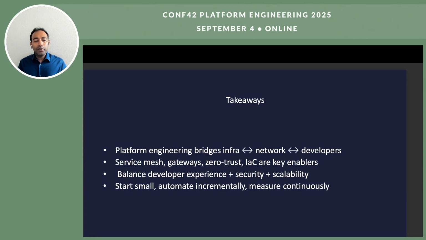I would like to close today by saying thank you to everyone for joining this session with me. Platform engineering is not just a technology trend, it's a shift in how we design, operate, and secure modern applications. If there is one thing I would like to leave you with, it's that bridging the layers is about more than tools. It's about enabling developers, operations, and security teams to work together seamlessly in the modern network stack.